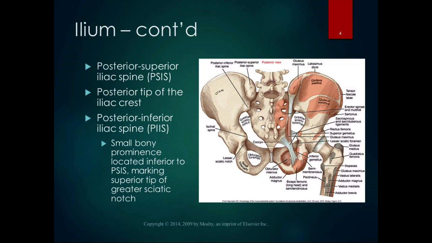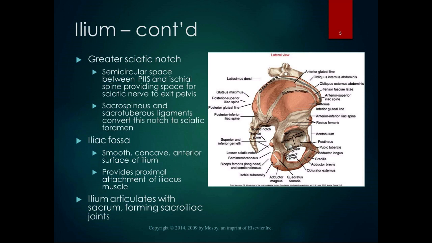The posterior inferior iliac spine, or the PIIS, is a small bony prominence located inferior to the PSIS, and it marks the superior tip of the greater sciatic notch. And we will practice palpating these in lab. So the greater sciatic notch is not palpable on a human, but we will identify it on bony landmarks. It's the semicircular space between the PIIS and the ischial spine, and it provides space for the sciatic nerve to exit the pelvis.